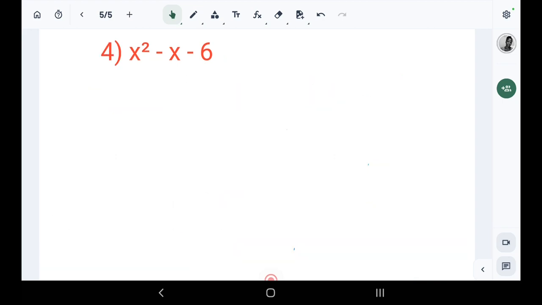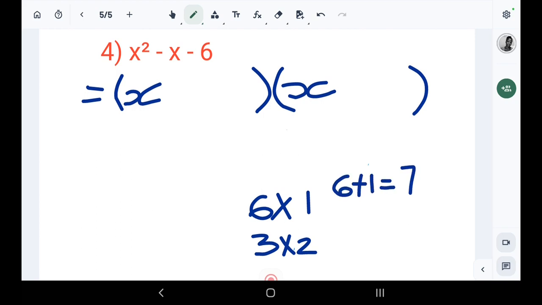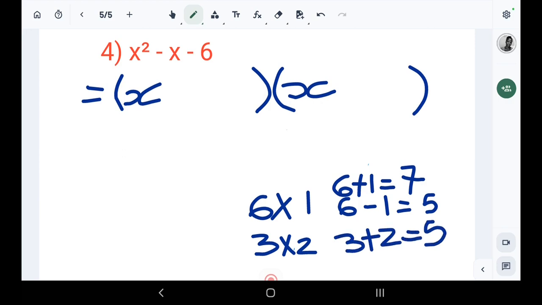And the last question is x squared minus x minus 6. In this case, you've got minuses in both the middle term and the last term. Step number 1, same old story: 2 pairs of brackets, x and x. Second step, we find the factor pairs of the last term. 6 times 1, 6 plus 1 equals 7. 6 minus 1 equals 5. All right, the second factor pair, 3 plus 2 equals 5, and 3 minus 2 equals 1.